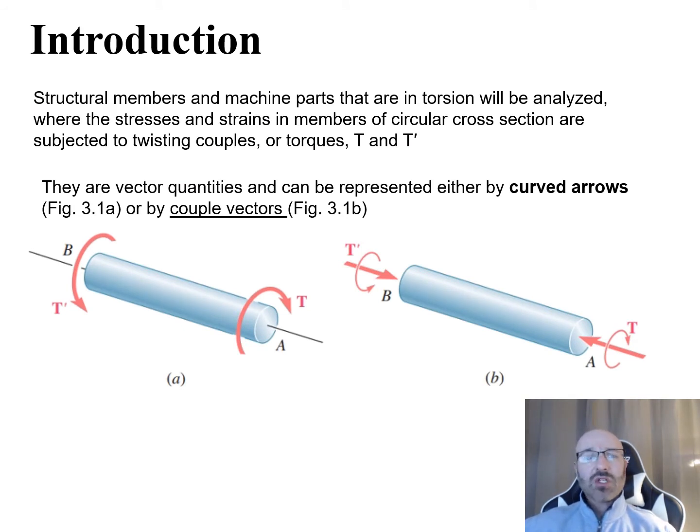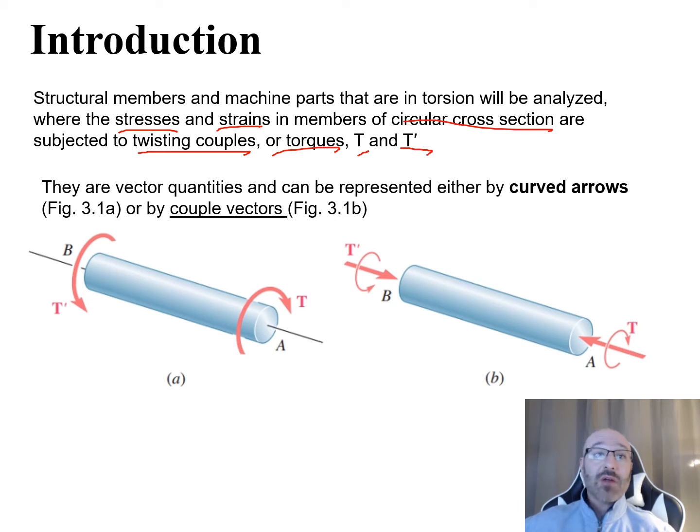So as we begin Module 4 and Chapter 3 in our textbook, we'll take a look at a little bit of an introduction here. We're going to look at some structural members and machine parts that are in torsion, and they're analyzed where the stresses and strains in the cross-sectional sections are subjected to these twisting couples or torques that we see here as T and T prime.